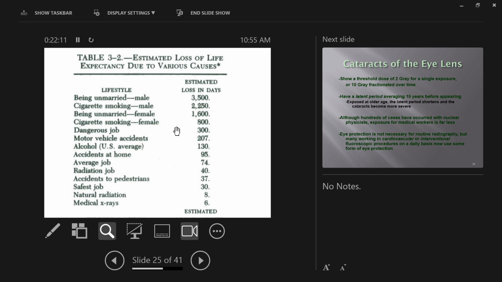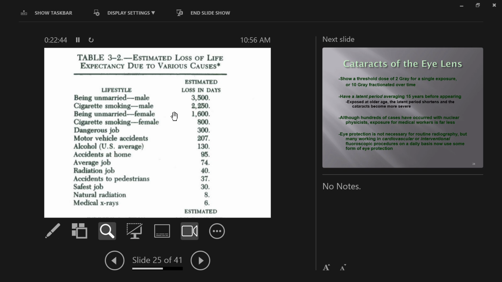So being unmarried, male or female, poses a potential risk to loss of life, and for the unmarried male, it's about 10 years. So an unmarried male, on average, based on this 1979 study, will live about 10 years shorter than a married male. Now I would think it'd be the opposite way around. The unmarried female, it's about 5 years, about 5 years shorter lifespan than the married female.